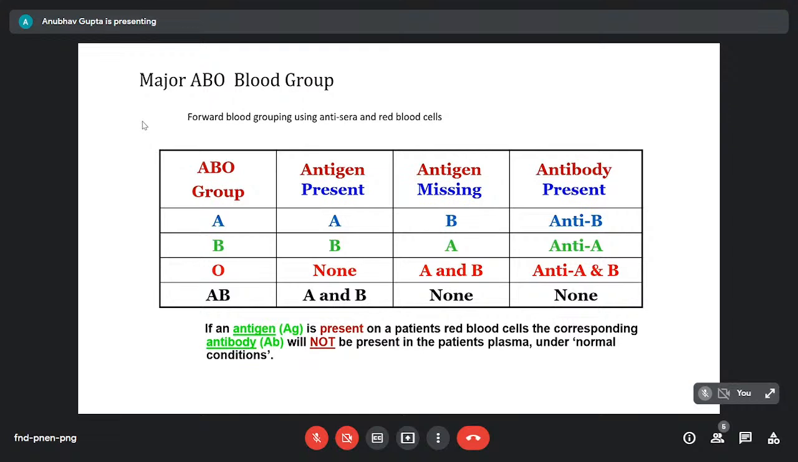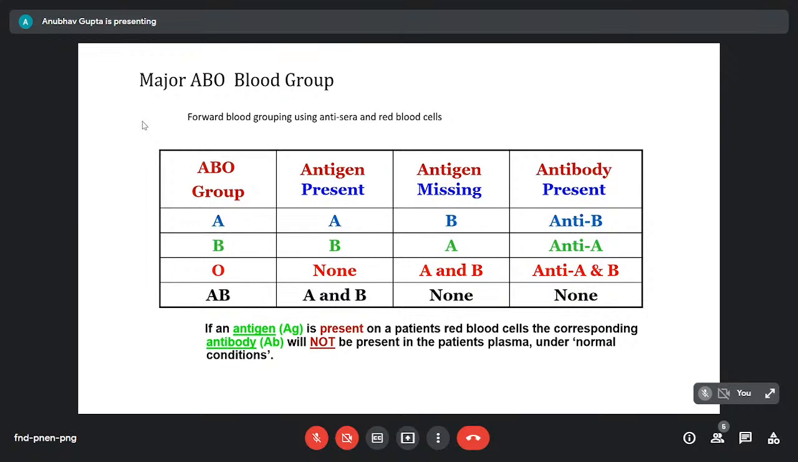So please make it clear that for blood group O, we may have other blood group antigens present on the O cell, but it will be absent only for A and B. The other blood group antigens may be present or absent. It depends. But to be called O, A and B antigens should be absent. So if an antigen is present on a patient's red cell, the corresponding antibody will not be present in the patient's plasma under normal conditions.